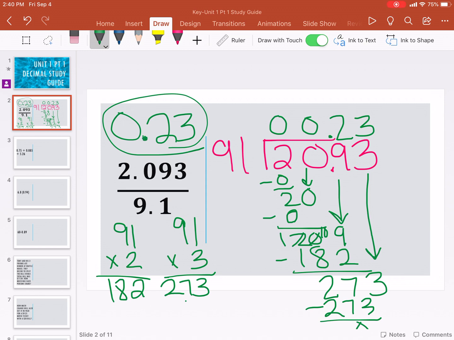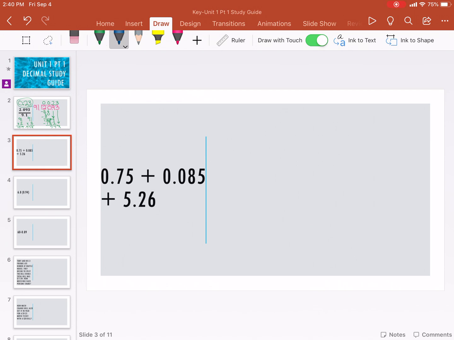If your decimal is not in the correct place, remember you had to slide it in the divisor once, therefore slide in the dividend once, and then raise the roof. For this next one, we are adding. Remember, when you add and subtract, you need to line up your decimals.